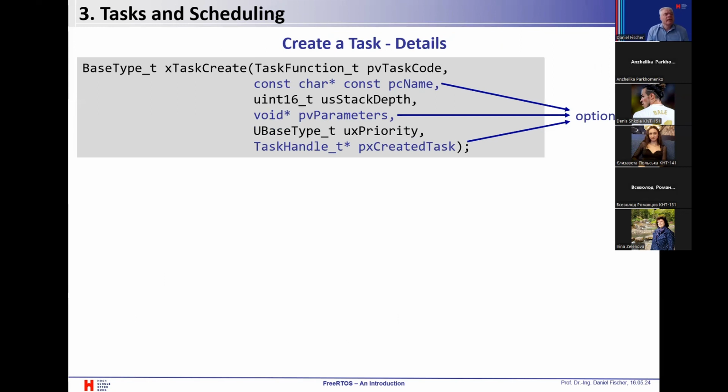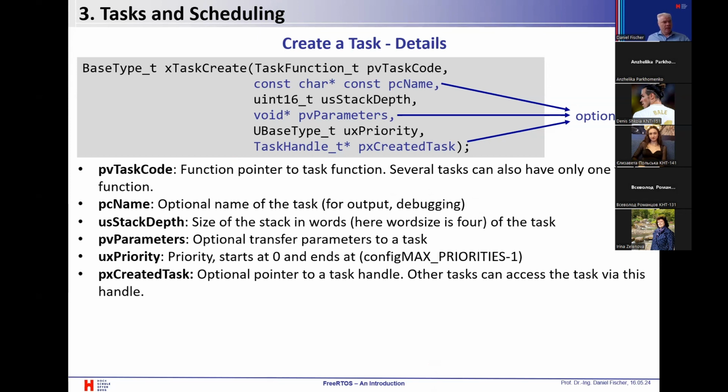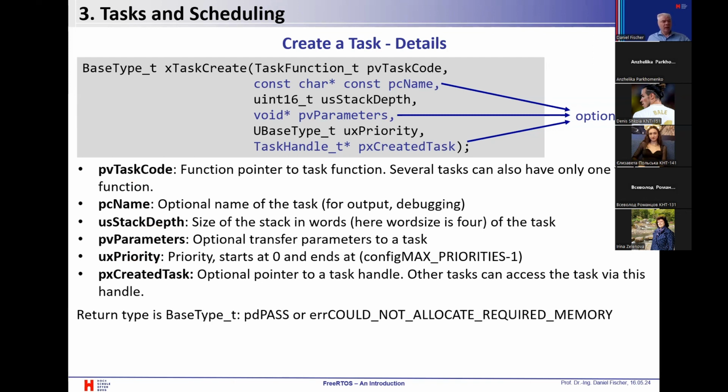Here in detail, it's very easy. This function xTaskCreate has 3 optional parameters. That means it's not necessary that you use them. If you don't use them, you can put a NULL instead of a concrete value. That means at the end, you only have to pass a function pointer of the task function, the stack size, and the priority. It's really simple. And then at the end, you get a return value.